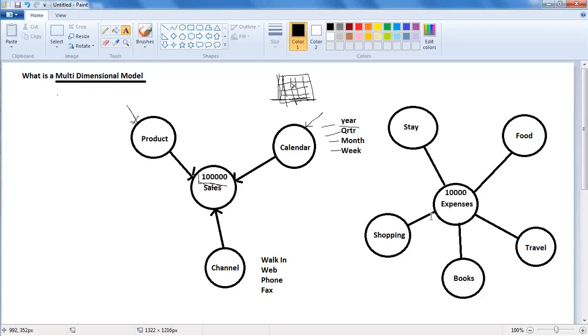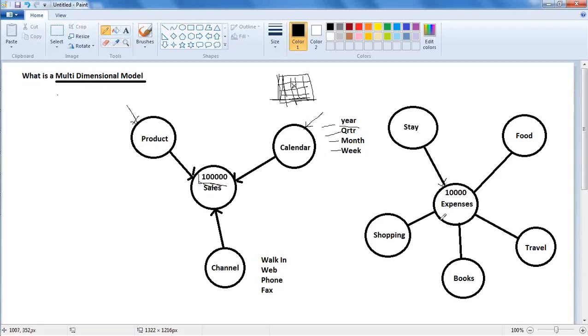So they are different, right? Suppose I have 10,000 of expenses, then I can look at it from different perspectives to see exactly what the combination is. From the perspective of stay, how much am I spending? Out of 10,000, I may be spending 2,000 for a stay. So now I can understand what I'm spending here, what my expenses are with respect to my food, and what my expenses are with respect to my travel.